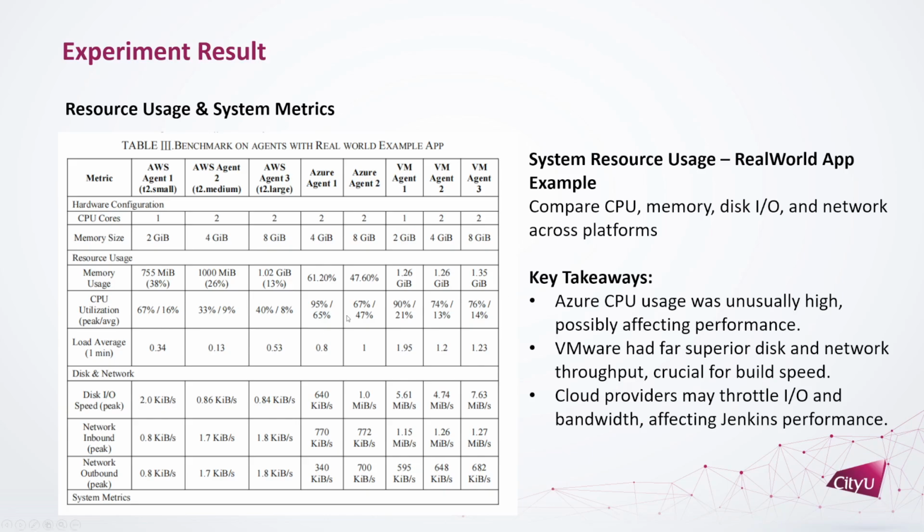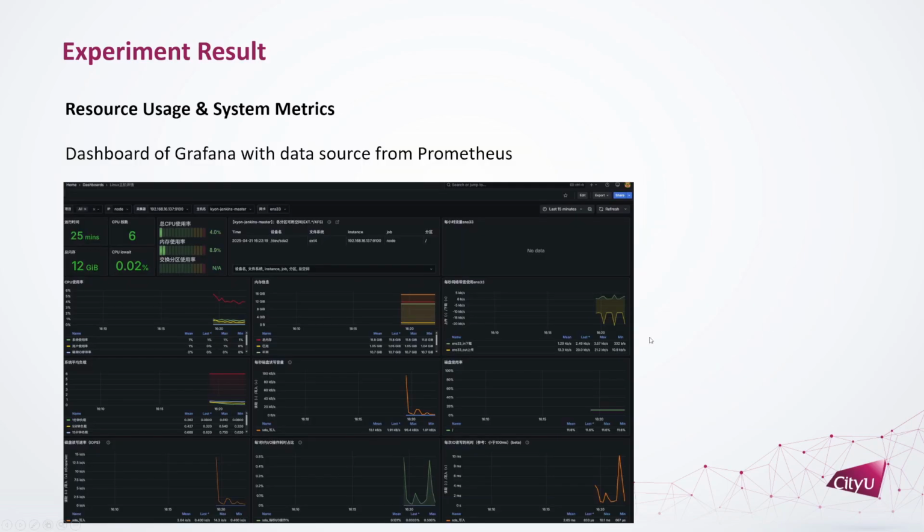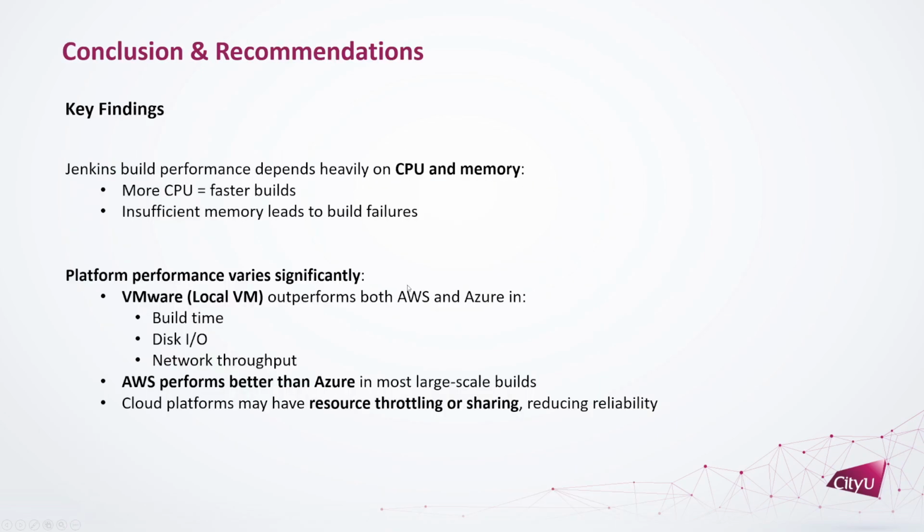So here is all the resource usage of the system, and for the Real World Example Apex, we can see all the usage. This is the dashboard of Grafana with the data source from Prometheus.